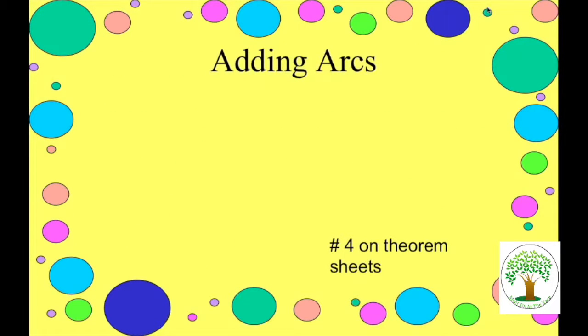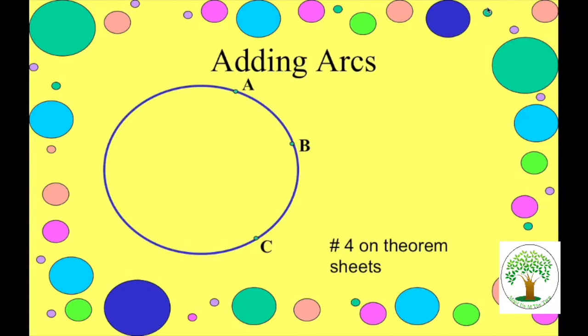All right, now this is theorem number 4. This is very similar to one we've already had before. We added segments, and we added angles. Now we're going to add arcs. So if I have this arc AB and I add it to BC, it would equal the whole thing. The 2 pieces add up to the whole. We had angle addition postulate, we had segment addition postulate, and now arc addition postulate, okay?